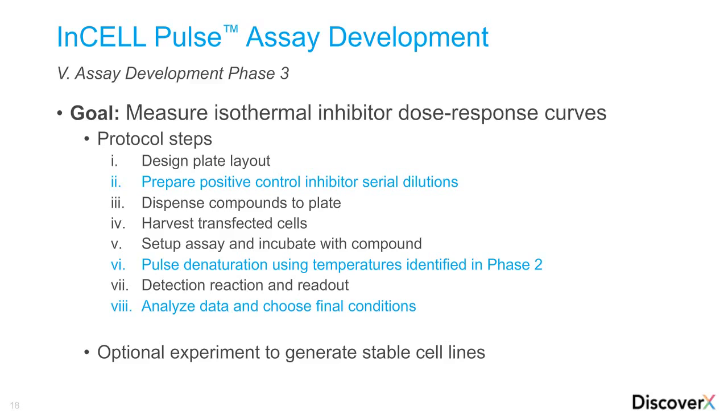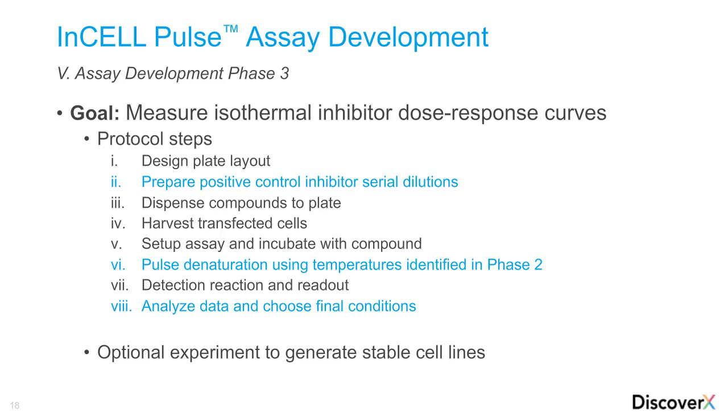All right, so now here's phase 3, and the goal of this phase, the final step of the main assay development process, is to measure the isothermal inhibitor dose response curves. So now we're looking at just 1 to 3 different temperatures as determined by that phase 2 step on the last slides. So for instance, you're going to be looking at maybe 47 degrees to 57 degrees, a very small window. Design your plate, prepare the positive controls, and now this time, instead of a single concentration, you're going to do serial dilutions.